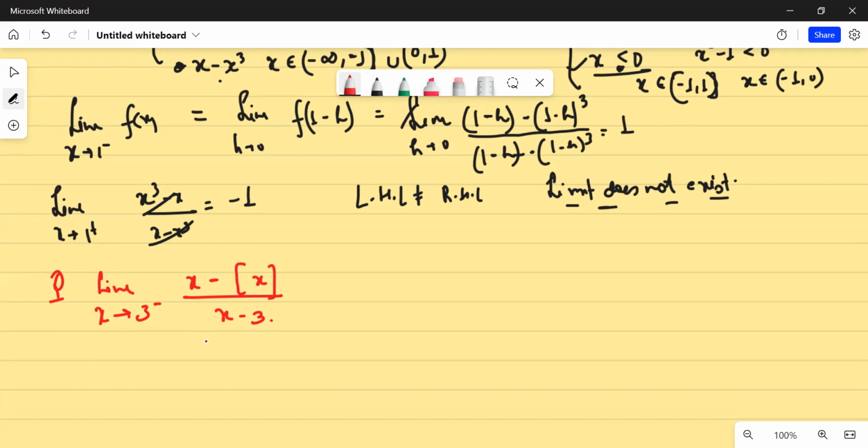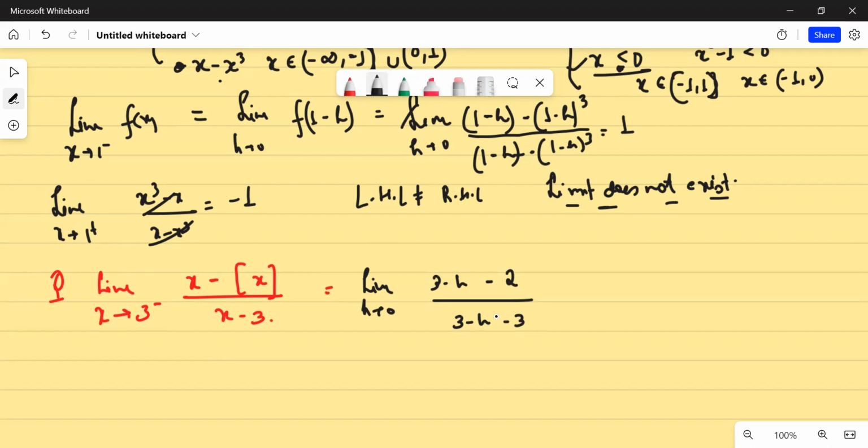So did you get an answer to that? So if you want to find 3 minus h, it implies what? It implies limit h tends to 0. And here, sir, I will write 3 minus h, and the greatest integer of 3 minus h is simply 2, divided by 3 minus h minus 3. Is that clear? Yes. Okay.